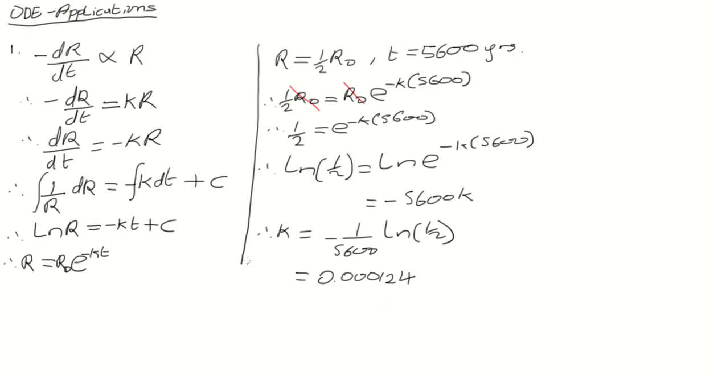So once we have the value of K, we now have a better formula for this problem which we are solving, and the improved formula is therefore equal to R naught e raised to minus 0.000124 T. It improved because we now have a value of K here. So we have applied this condition. You can go back into the story and see what else they give us.